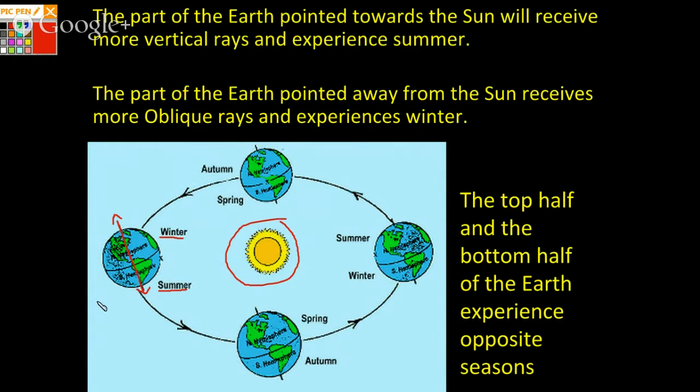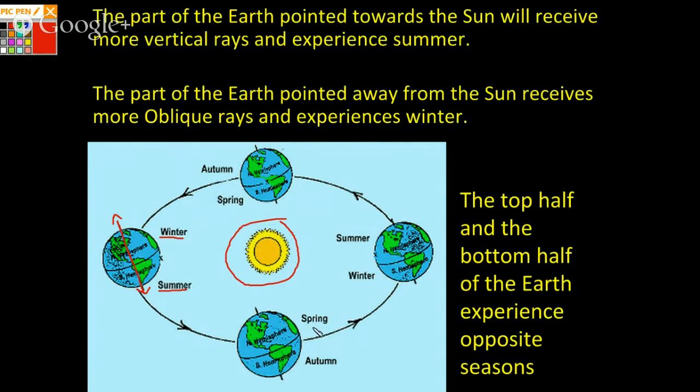Yes, the top half and the bottom half of the Earth experience opposite seasons. So whatever season you're currently in, whether it's winter or summer, you can guarantee that the opposite side of the Earth is experiencing the other season. So if you are experiencing winter currently, the southern hemisphere is experiencing summer.